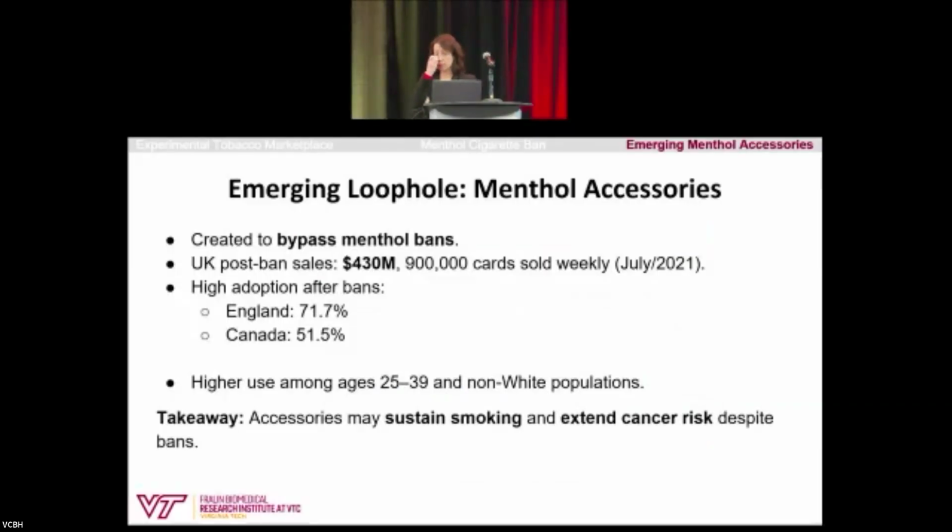In the UK, for example, post-ban sales reached $430 million with about 900,000 cards sold every week in July 2021. Use of these products is especially high among youth and young adults. About 72% in England and 52% in Canada started using these products after bans. Adults aged 25 to 39 and non-white populations are also more likely to use them. These accessories can keep people smoking and exposed to harmful chemicals, so they may extend cancer risk even when menthol cigarettes are banned.